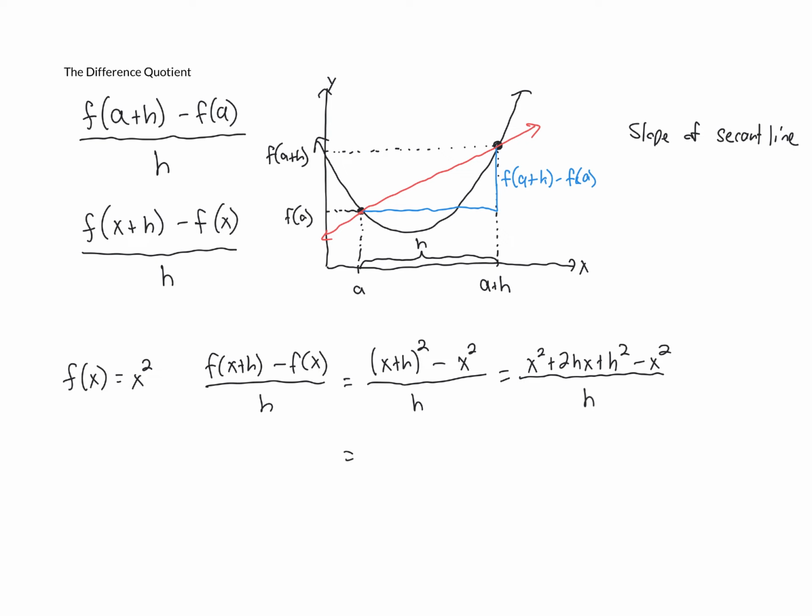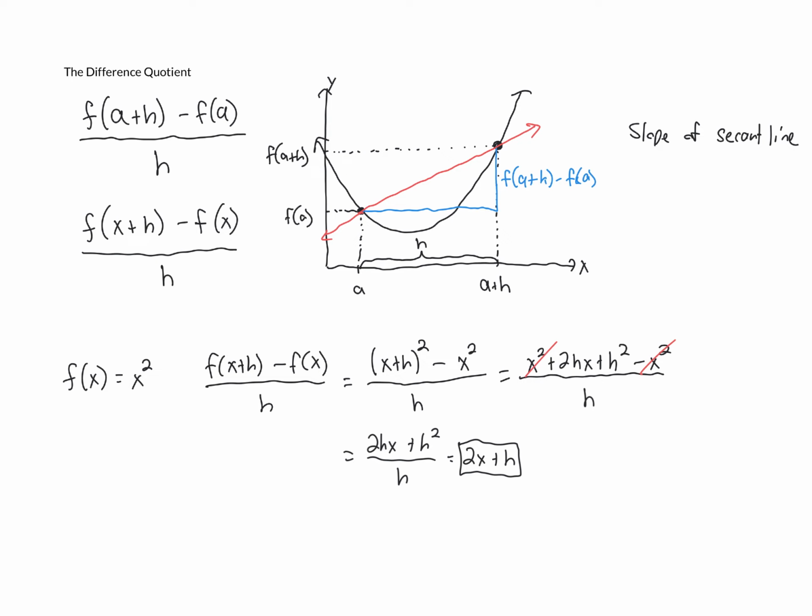Now, if we look at the numerator, we can see that the x squared terms are going to end up canceling, because there's a positive x squared and a negative x squared. And so that's just going to leave us with 2hx plus h squared over h. And then we can divide both of those terms by h, and that gives us 2x plus h. So the difference quotient for the function f of x equals x squared is going to be 2x plus h.